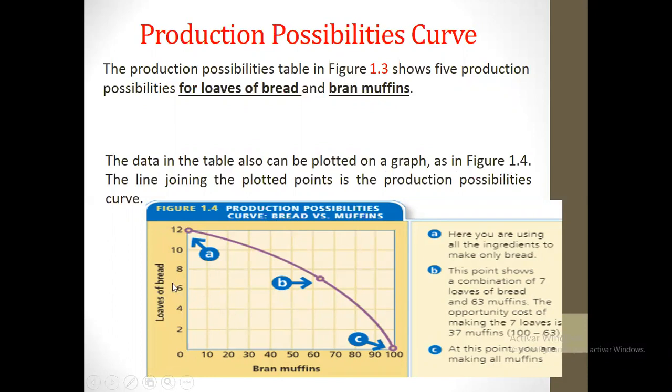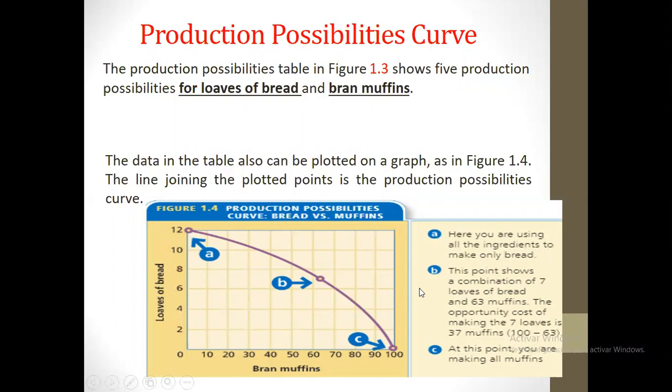This is the plot over here. This is the loaf of bread and this is the bran muffin, and these are the different amounts that you can produce. Points A, B, and C. A says here you are using all the ingredients to make only bread.